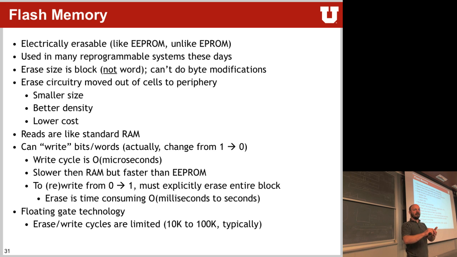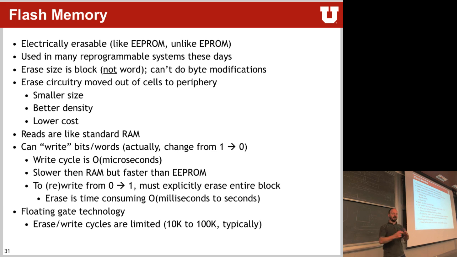Erase circuitry, instead of having it inside the memory cell, is pulled out into the logic, and that's why you can only erase a whole block at once. But by doing this, instead of having the logic duplicated in each and every memory cell, you have it outside. It makes the whole chip cheaper. That's why flash memory these days is getting cheaper and cheaper to manufacture.